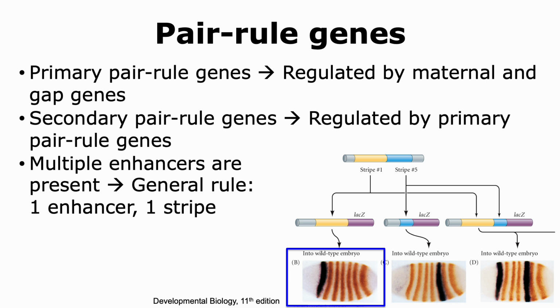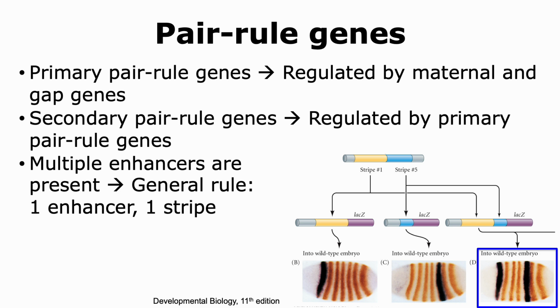In this case, we can see in the blue box that it is the first stripe that looks really, really dark. And thus, this is an enhancer that regulates the expression of the pair rule gene at the first stripe. On the other hand, if we take the DNA sequence for the enhancer for stripe number 5 and join it to the lacZ gene, then when we look at the expression in the embryo, we can see the fifth stripe is where we observe the lacZ expression, and hence that is where the pair rule gene is expressed.